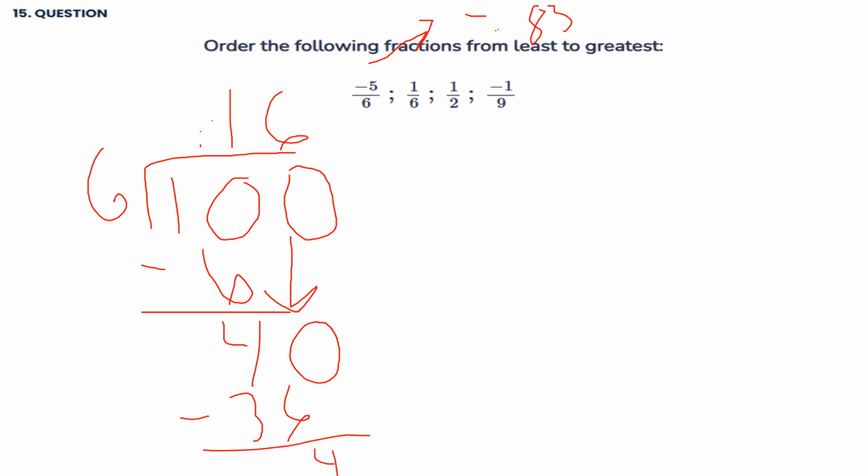So we know that 1/6 is 0.16. And negative 5/6 is negative 0.83. All right, so let's move on to the next fraction that we're going to turn into a decimal.